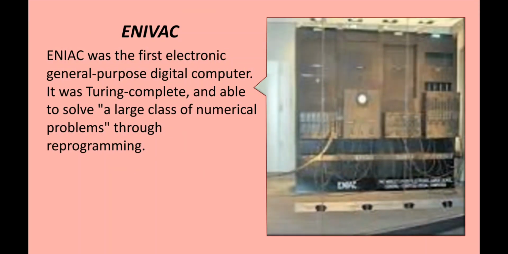Our next one is ENIAC. ENIAC was the first electronic general purpose digital computer. It was Turing complete and able to solve a large class of numerical problems. Through reprogramming, it can handle a large amount of numerical problems.